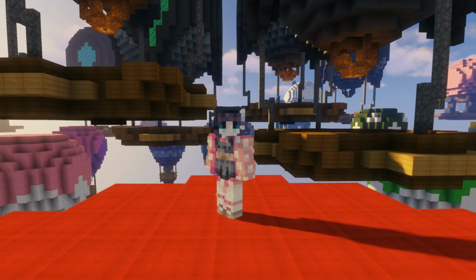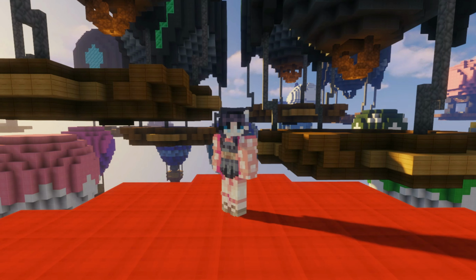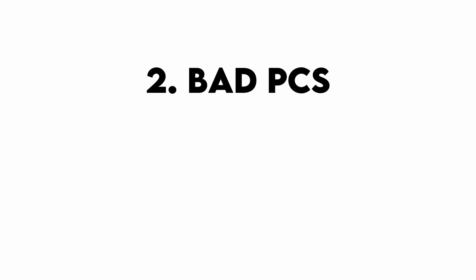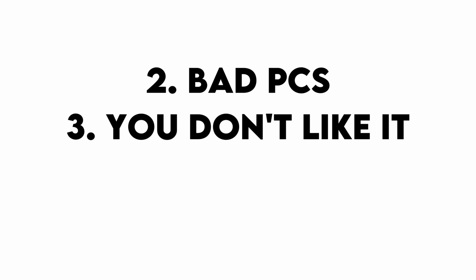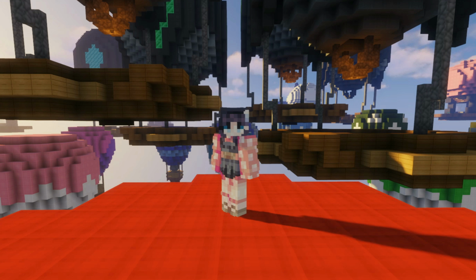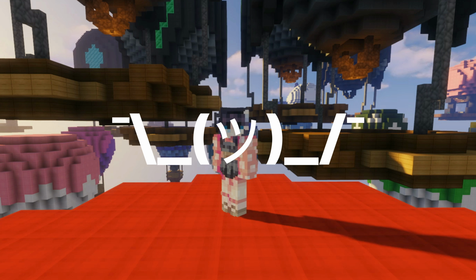Both the second and third reasons why people might dislike motion blur are that they have bad PCs and also they might just not like motion blur. In any case, both of those things aren't really something you can help. At the end of the day, it's all up to preference. And I play with motion blur. Count what you have now, don't count what you don't have.